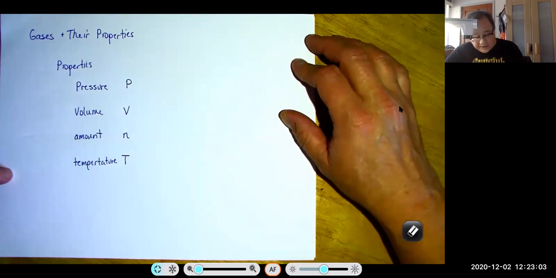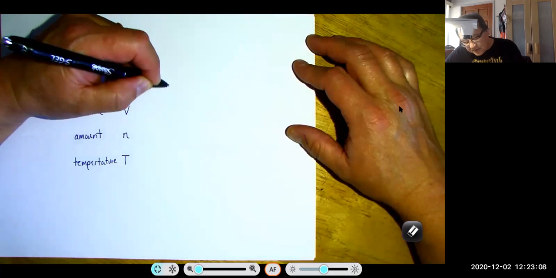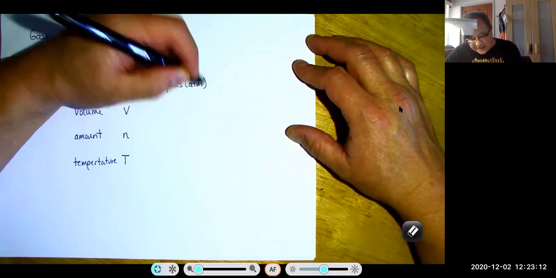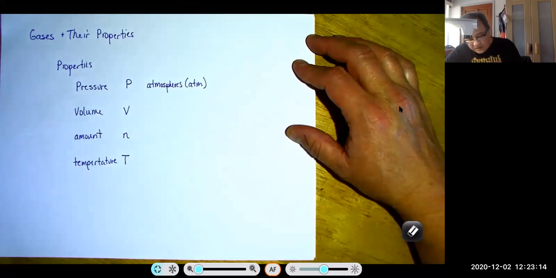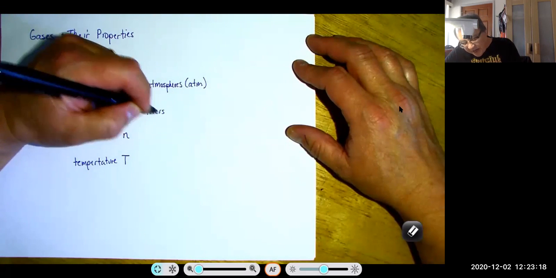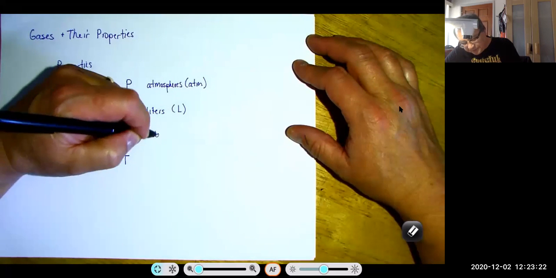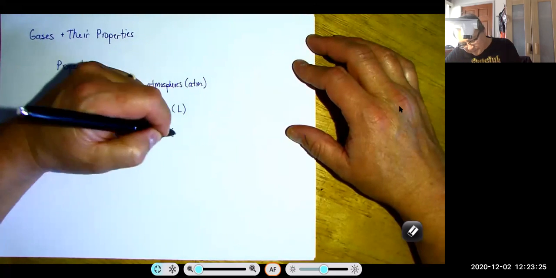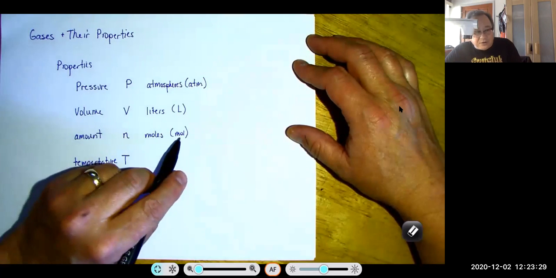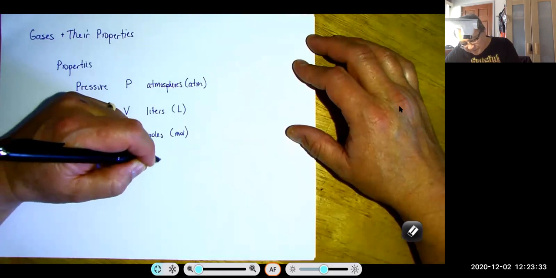And the units for each: for pressure, sometimes we measure atmospheres, and the abbreviation for atmospheres is ATM. For the volume, we usually use liters, but we don't always have to. For the amount, we use moles. Remember the abbreviation for moles? For temperature, you always use Kelvin.